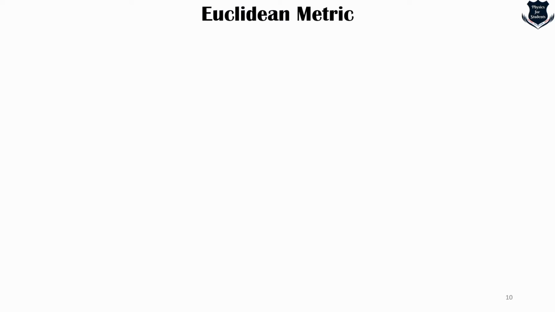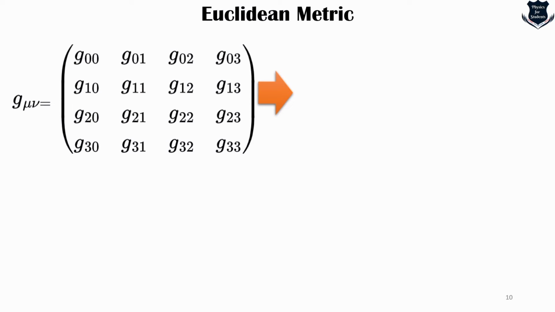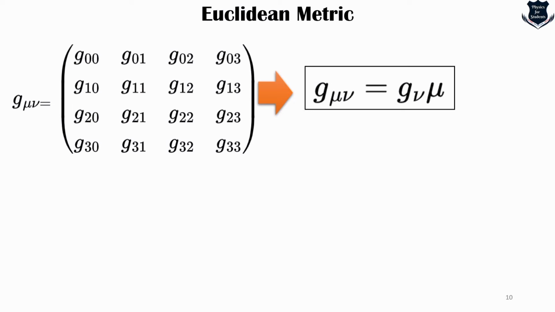Okay, so now we see that this metric helps us form the metric tensor of the general theory of relativity, and this is something which is called a symmetric tensor.